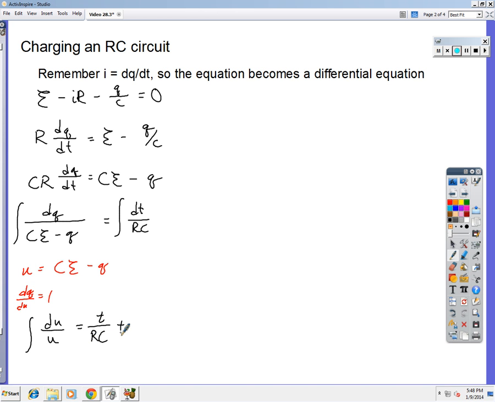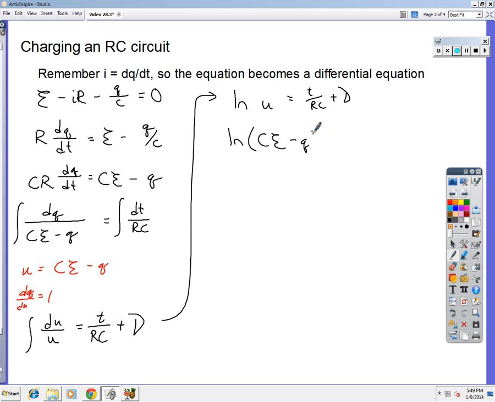And then we have to have a constant. C is already taken. It's the capacitance. So as my constant of integration, I'm going to use D. And now we will bring this whole thing back up to the top here. The integral of du over u is the natural log of u, and that equals t over RC plus D. And substitute C times EMF minus Q equals t over RC plus D.